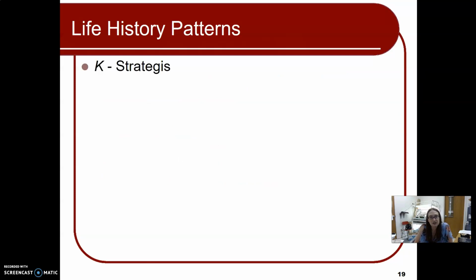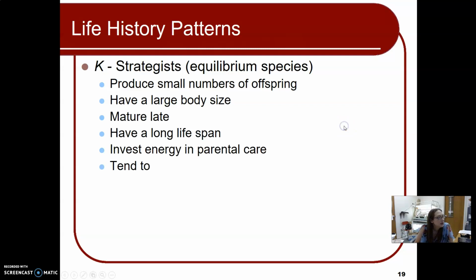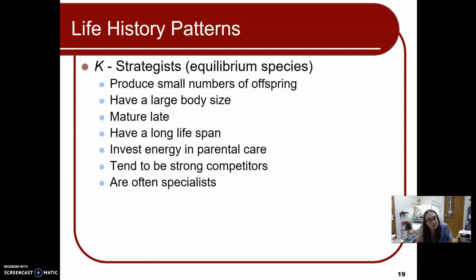K strategists are equilibrium type species. So humans. All right. Produce smaller numbers of offspring. Have a large body size. They mature later. They have a longer lifespan. They invest a lot of energy in parental care. Tend to be strong competitors. Often very specialist.